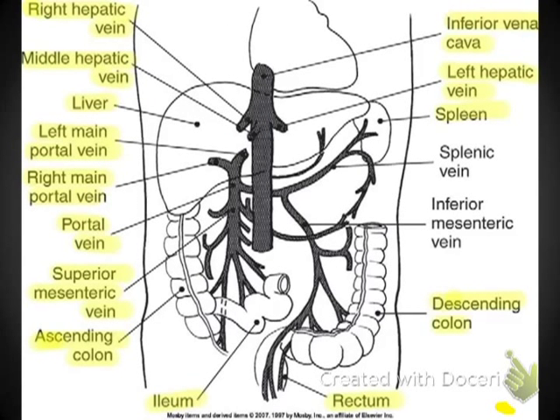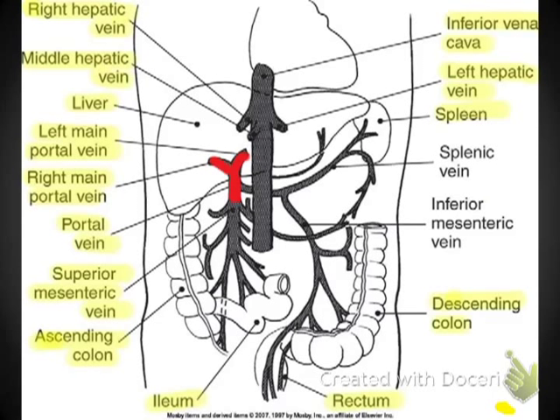As we look at the portal venous system, we have pretty much the portal vein right here, branching into the right and the left main portal vein. And then as we come down, we have the superior mesenteric vein, which the way that it comes out, we really don't see it demonstrated really well here. And that is pretty much all we really need to know for the portal venous system.